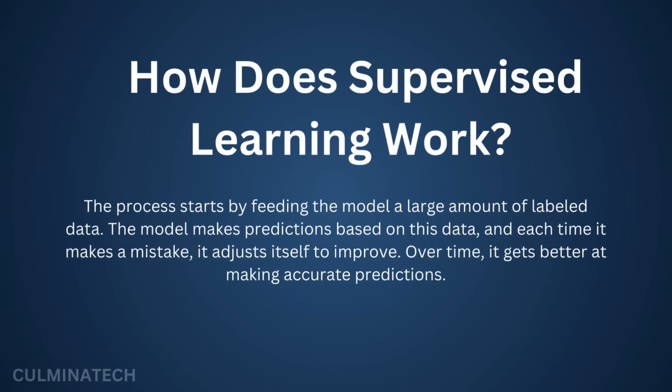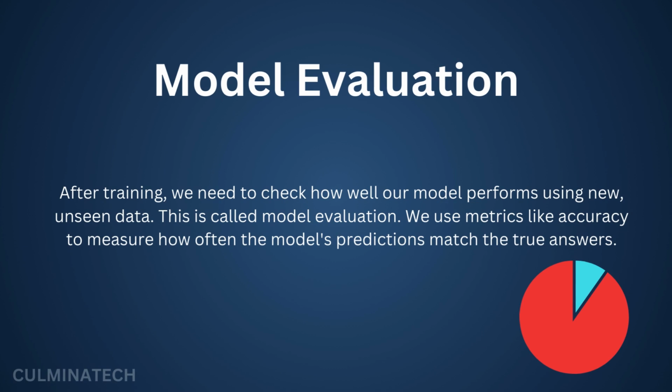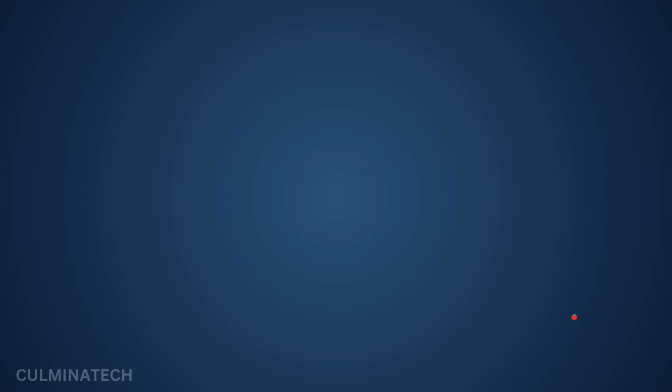The process starts by feeding the model a large amount of labeled data. The model makes predictions based on this data, and each time it makes a mistake, it adjusts itself to improve. Over time, it gets better at making accurate predictions. You'll also learn in another video how to evaluate a model. You need to check how well the model performs using new unseen data. We can use metrics like accuracy to measure how often the model's predictions match the true answers, like seeing how many answers the student got right on a test.